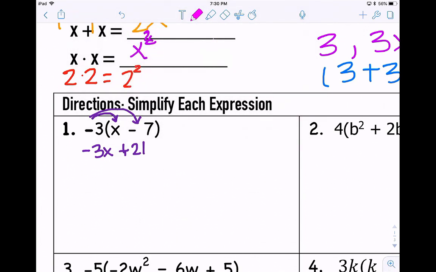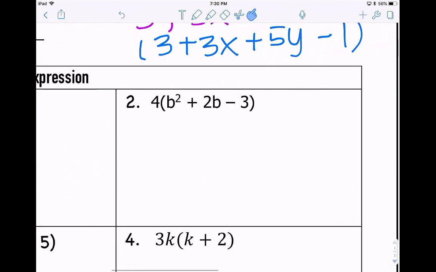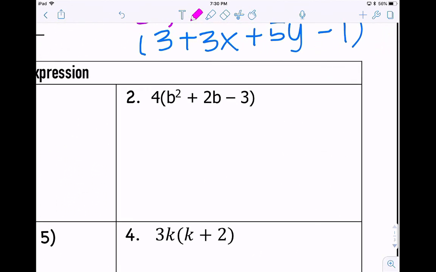All right, so looking at number 2, very similar. We're just distributing a 4. So 4 times b squared is just 4b squared. 4 times positive 2b is just positive 8b. Again, I multiply the coefficient times 4. And then same thing, the last term, 4 times negative 3 is minus 12. So just like on the last one, we have a b squared term, a b term, and a constant term. So we're done. We cannot combine those. They're not like terms. We don't have an equation because we don't have an equal sign. So at this point, we're done.